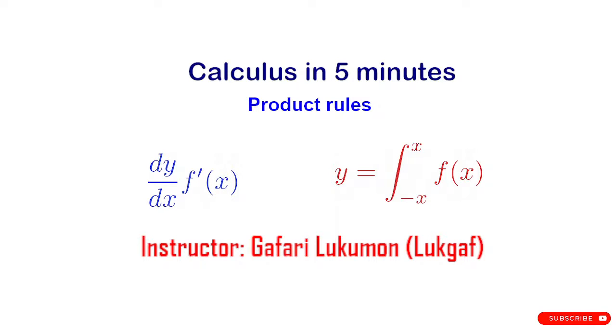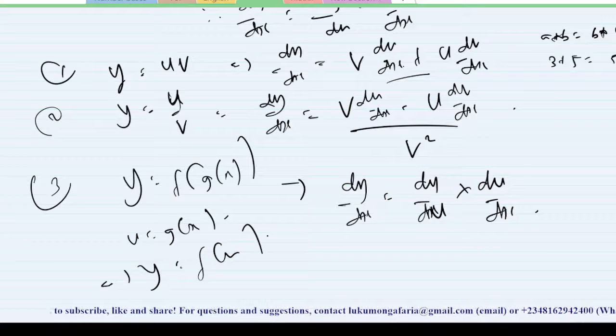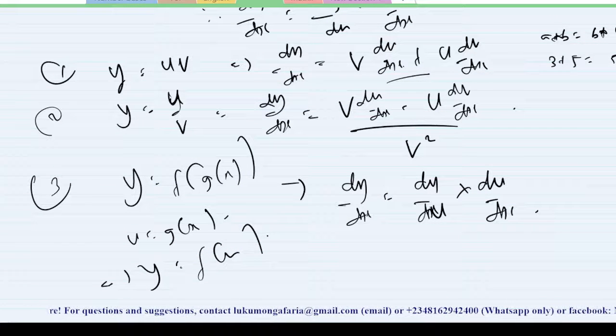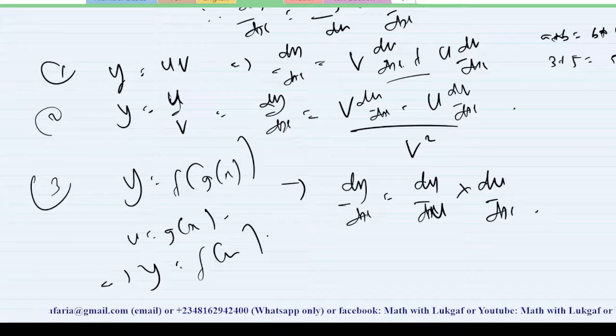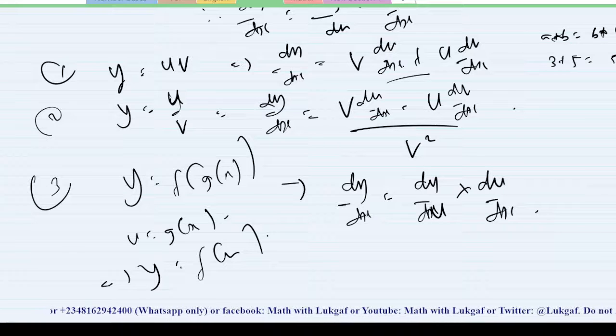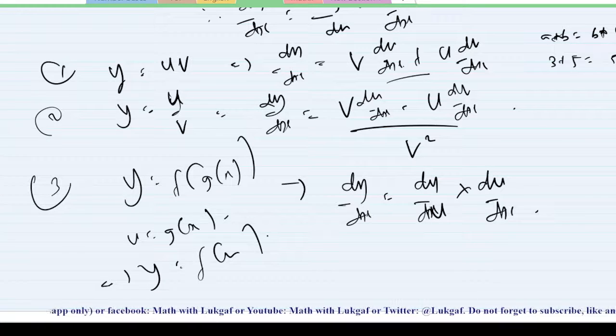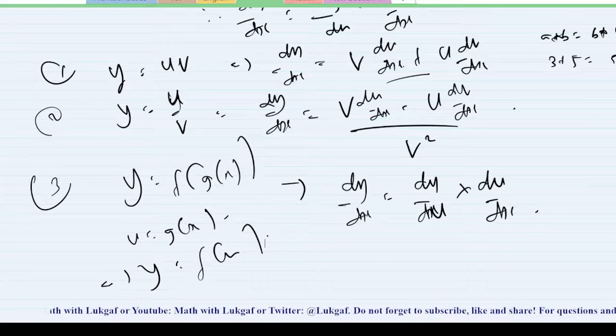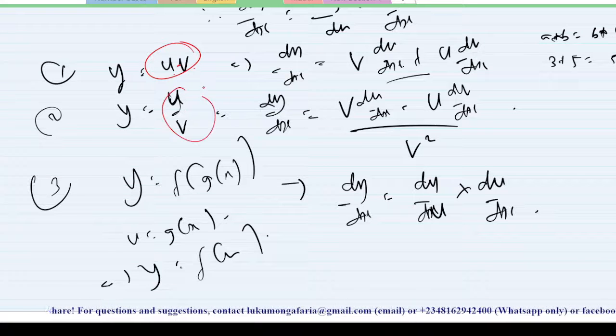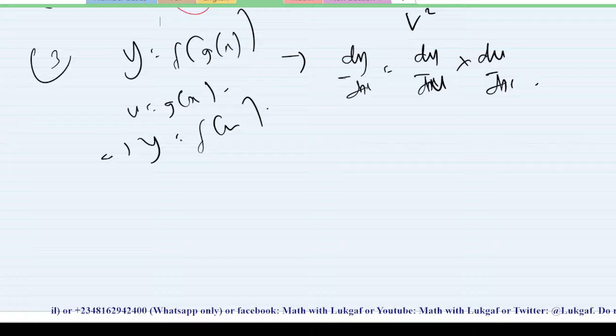Today I'm going to take you through the product rule. In the last video, I explained the three approaches you could use for different functions in differentiation. I said we have the product rule, that is when you have your u multiplied by v, when the relationship between the two functions u and v is in terms of product. Then I have the quotient rule, that is when your relationship is in terms of fraction. Then likewise the composite function, for which you are going to use the chain rule.